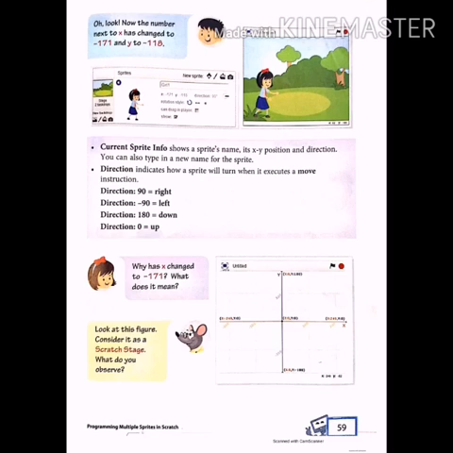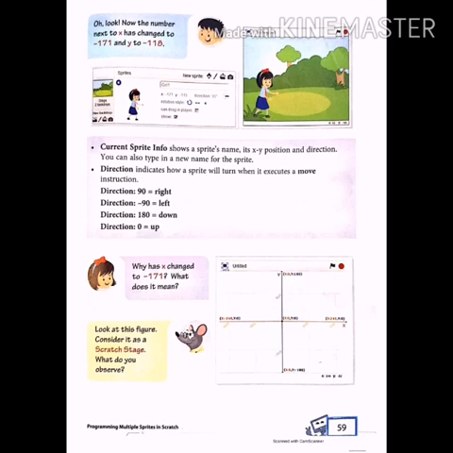Why? I'll tell you. Direction indicates how our sprite will turn when it executes a move instruction. That is, direction 90 equals right, -90 equals left, 180 is up and 0 is down. Why has x changed to -171? What does it mean? Look at the figure.